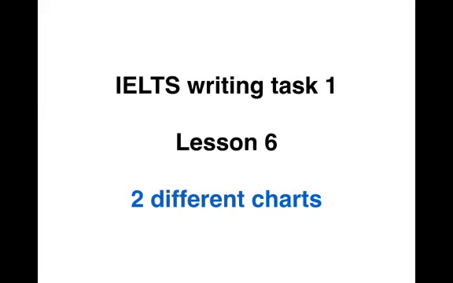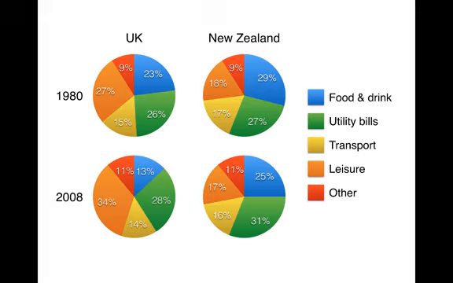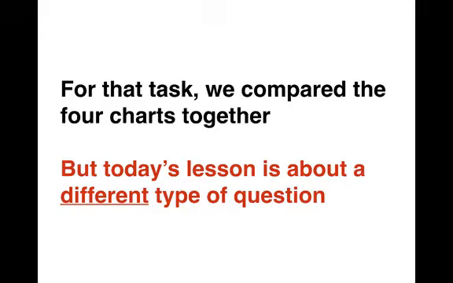IELTS Writing Task 1, Lesson 6, Two Different Charts. I have already done a lesson about 4 pie charts. We saw these charts comparing the UK and New Zealand in 2 different years. For that task we compared the 4 charts together, but today's lesson is about a different type of question.